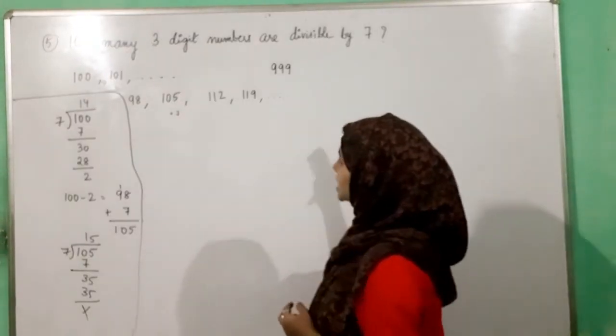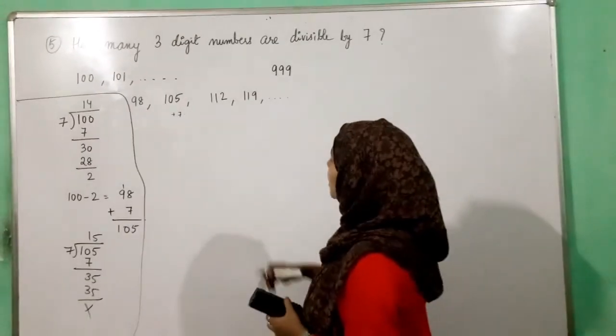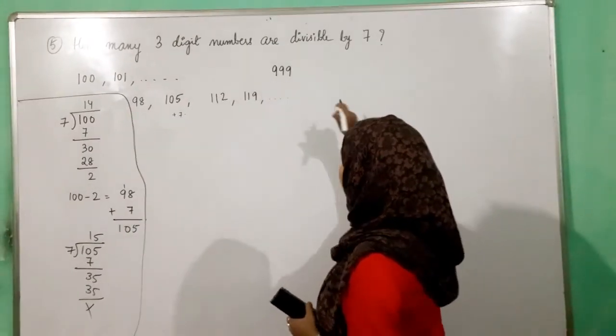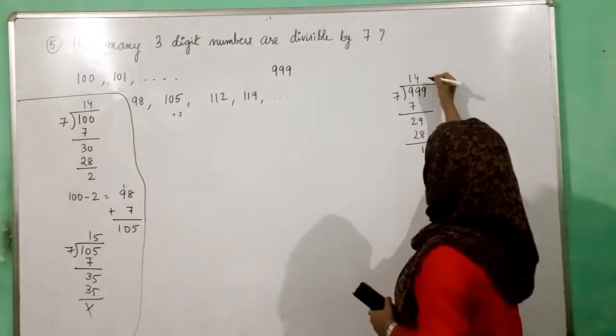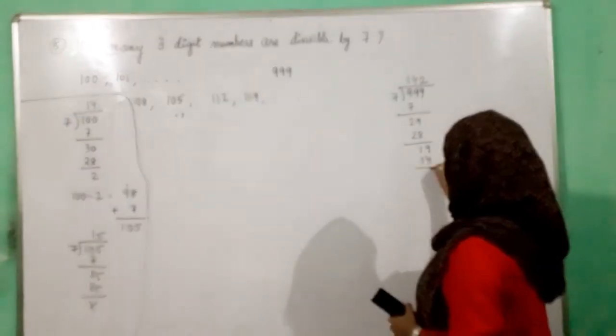So what is that last number which is divisible by 7? How will I do it? Again I will divide this last number by 7. 999 divided by 7. So 7 ones are 7, 7 fours are 28. So 1, 7 twos are 14. So 5 is the remainder.